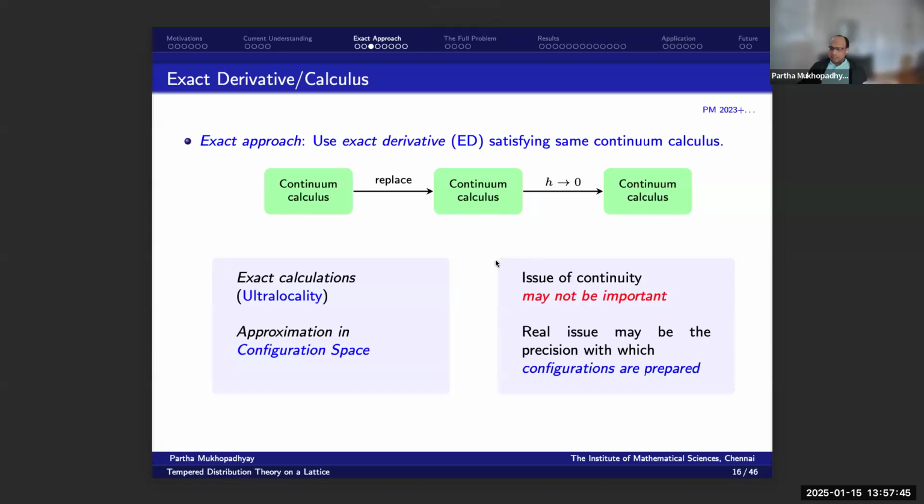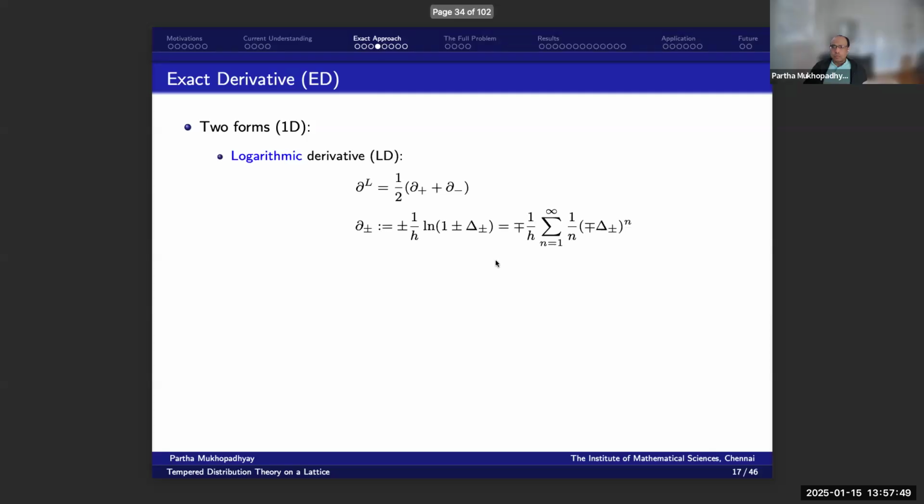So the question is, is there any exact derivative of this kind of property? And there are two forms. One is this logarithmic form, which I discussed earlier and also discussed in the paper in 2023. Later on, I found another form, which is sine hyperbolic inverse. Both of them have an infinite sum in terms of powers of forward and backward difference operators.